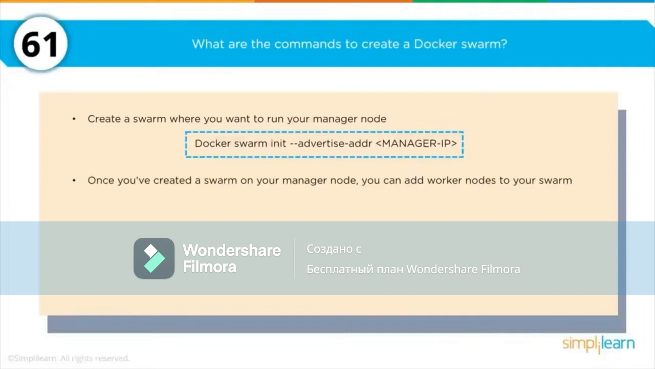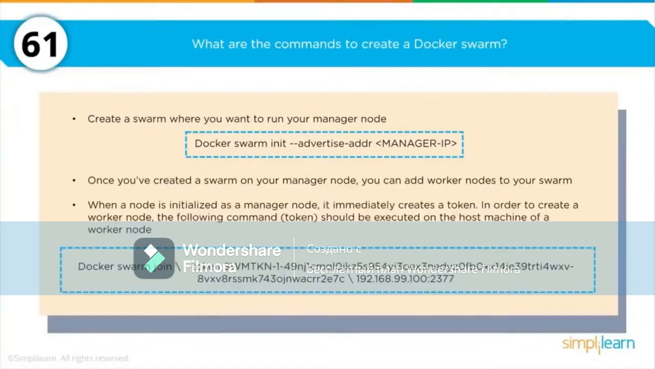Once you've created a swarm on your manager node, you can now add worker nodes to that swarm. And again, when you're stepping through this process, be very precise in the execution path that needs to be taken to effectively create a swarm. So start with the manager node, and then you create a worker node. And finally, when a node is initialized as a manager node, it can immediately create a token, and that token is used for the worker nodes and associating the IP address with the worker nodes.